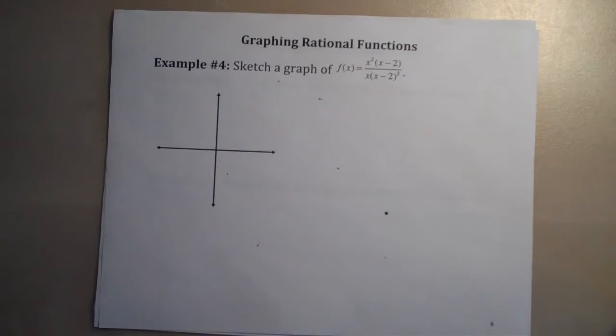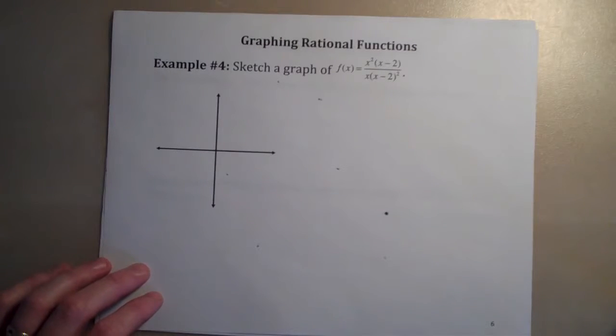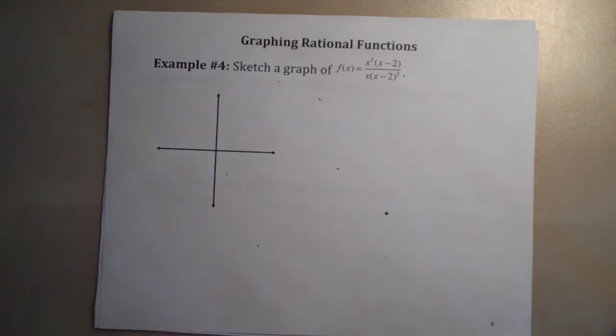All right, next one. We got two sort of hard problems. You guys need a break? Okay, we'll keep going. Let's see. There's going to be some mass cancellations here. Look at x squared times x minus 2 divided by x times x minus 2 squared.